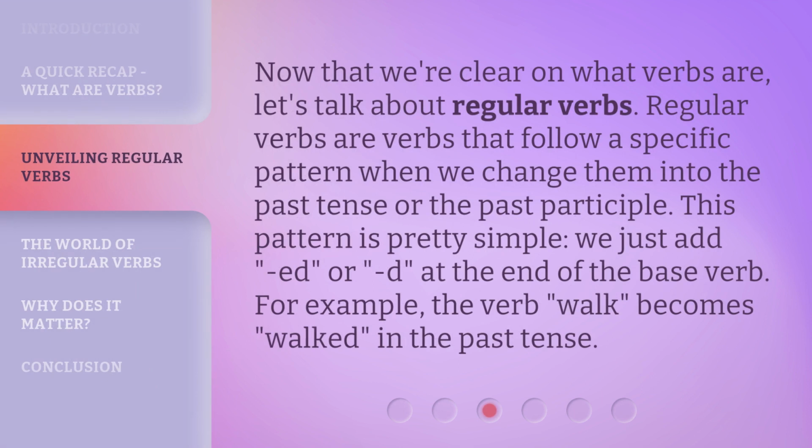Now that we're clear on what verbs are, let's talk about regular verbs. Regular verbs are verbs that follow a specific pattern when we change them into the past tense or the past participle. This pattern is pretty simple. We just add ed or d at the end of the base verb. For example, the verb walk becomes walked in the past tense.